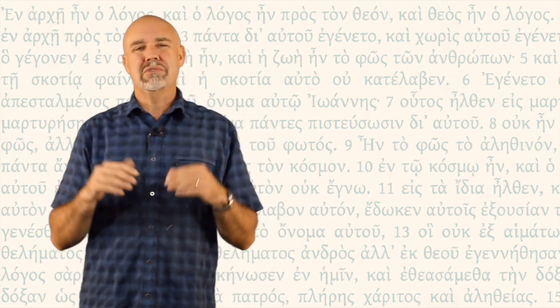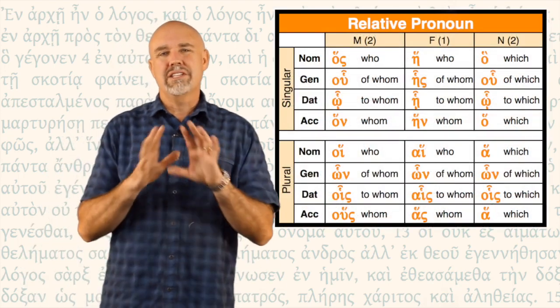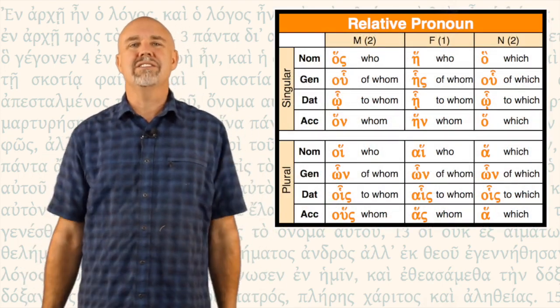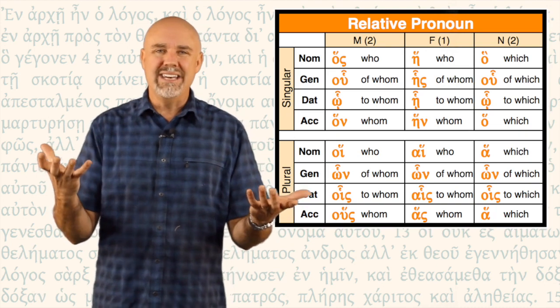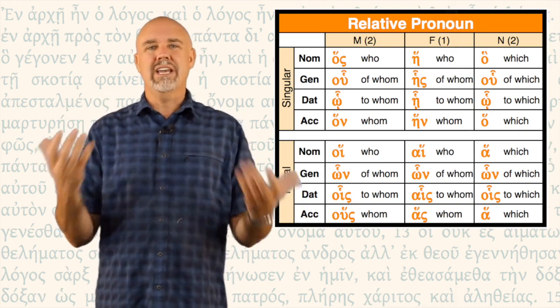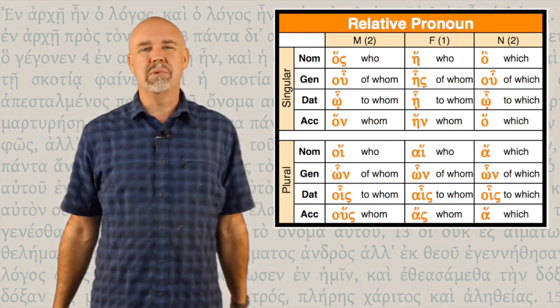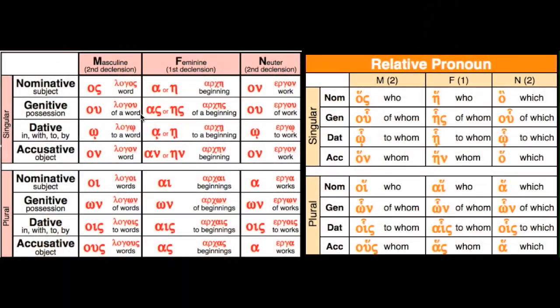Now, here's the good news. The form of the relative pronoun is very easy. In fact, it's the noun endings with a rough breathing mark and an accent. It couldn't be more simple. Let's take a look. Take a look in your master chart and just compare the relative pronoun with the case endings for the 2, 1, 2 nouns.